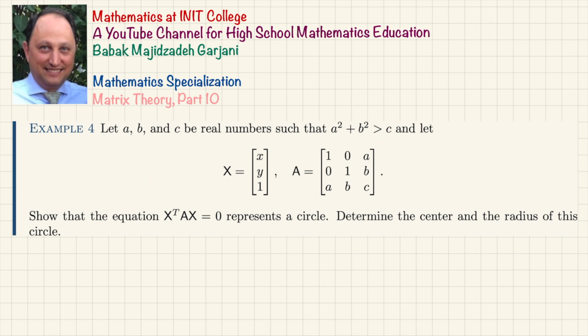Now let us go here. What do you think? Do you want to think about this problem as well? So let me read it for you. Hopefully there is no typo, because I don't see any 2 here. Let us trust the way that I typed it. So let A, B, and C be real numbers such that A squared plus B squared is greater than C. And then X is this column matrix and A is this square matrix. Show that the equation, this combination equals to 0, represents a circle. Determine the center and the radius of this circle.